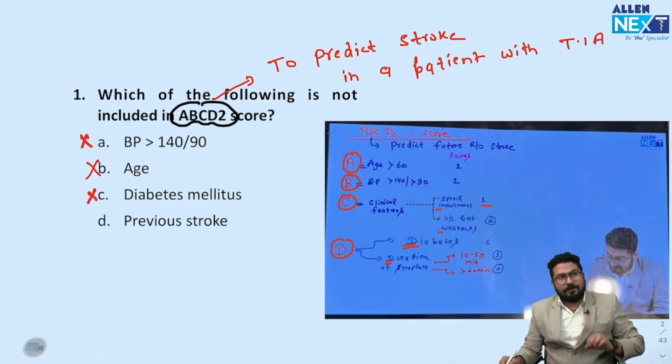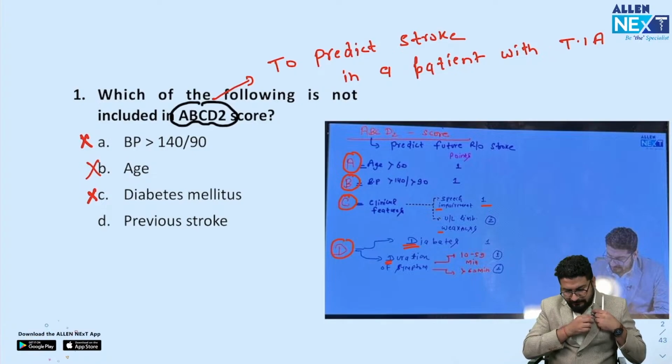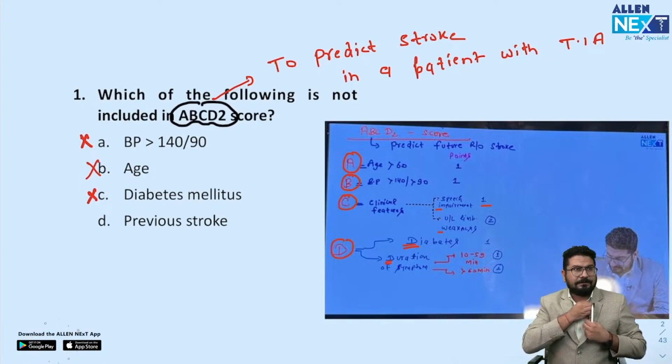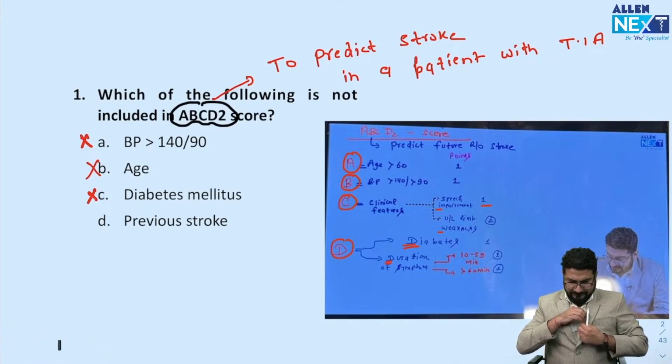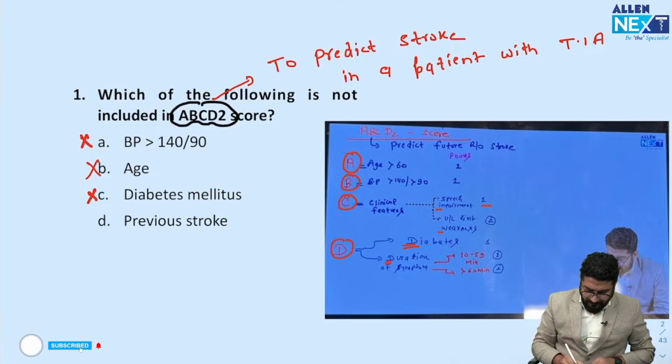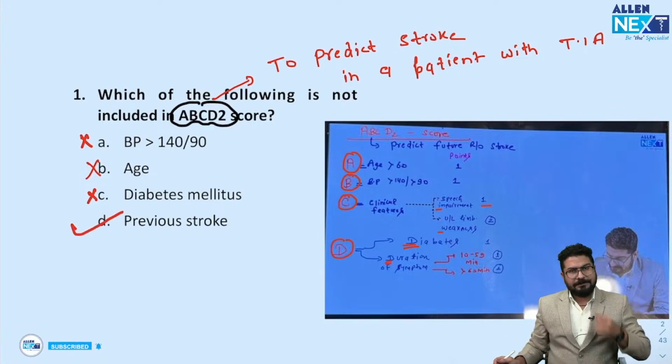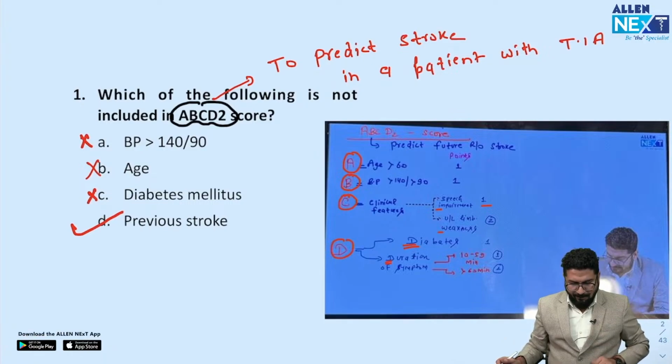So remember, a current stroke, a current clinical feature, is a feature. But remember, a previous stroke is not a feature. Previous stroke is not a feature of the ABCD2 score. Clear guys? Am I clear?